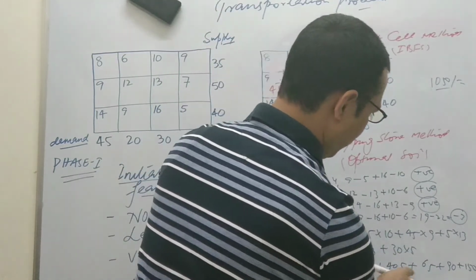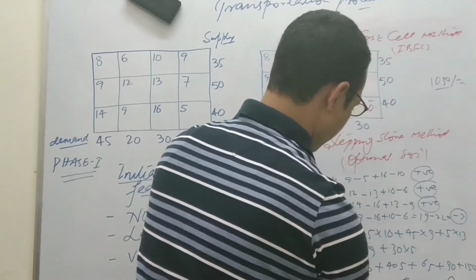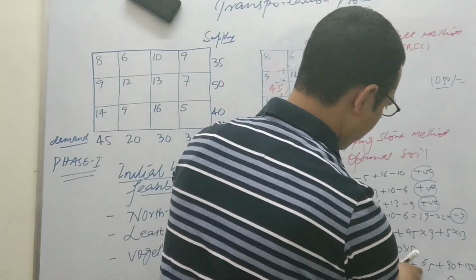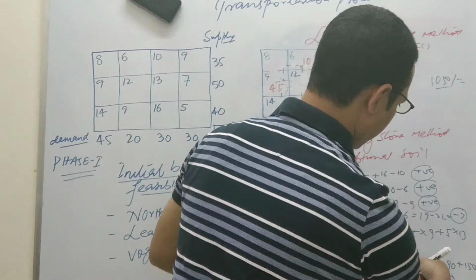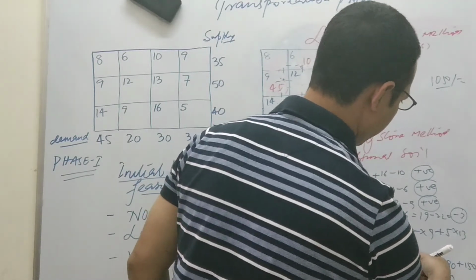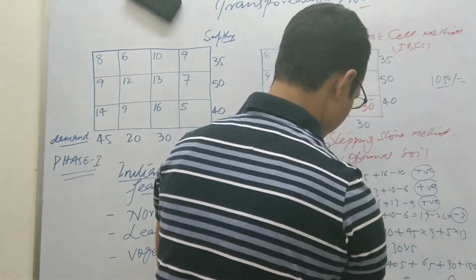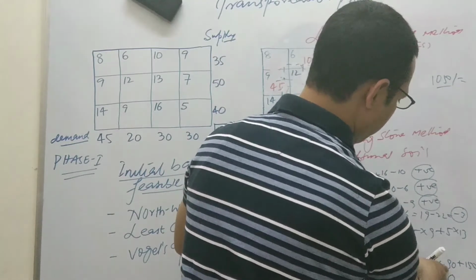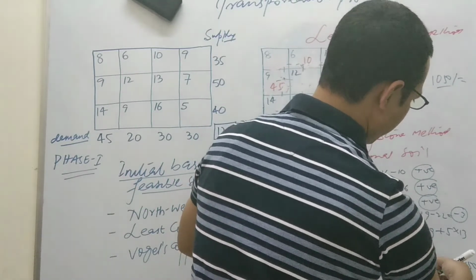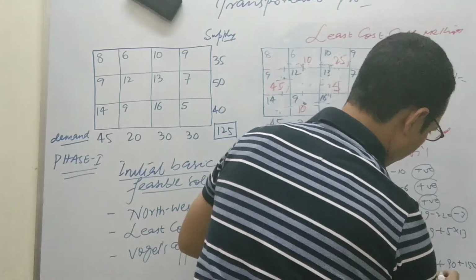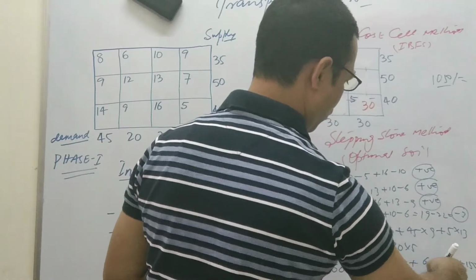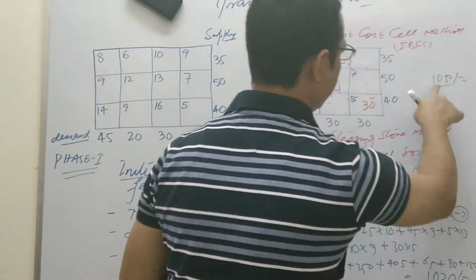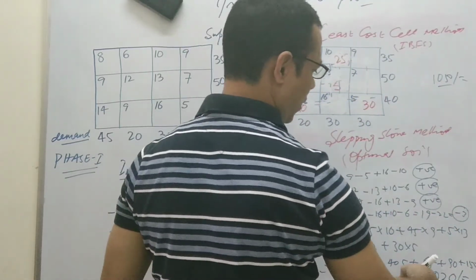Adding these up, we get 1, 0, 2, 0. So initially it was 1, 0, 5, 0. So now the cost has got reduced to 1, 0, 2, 0.